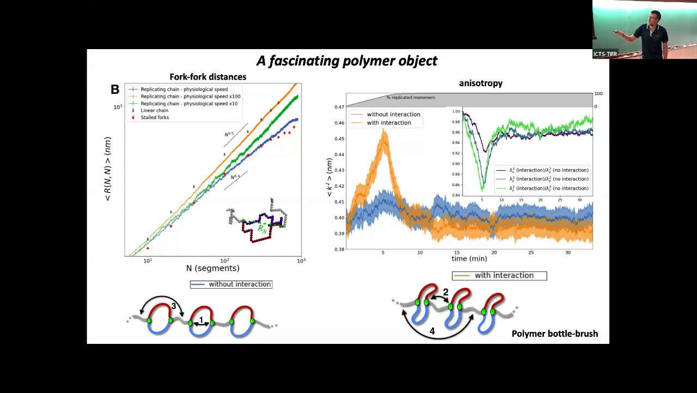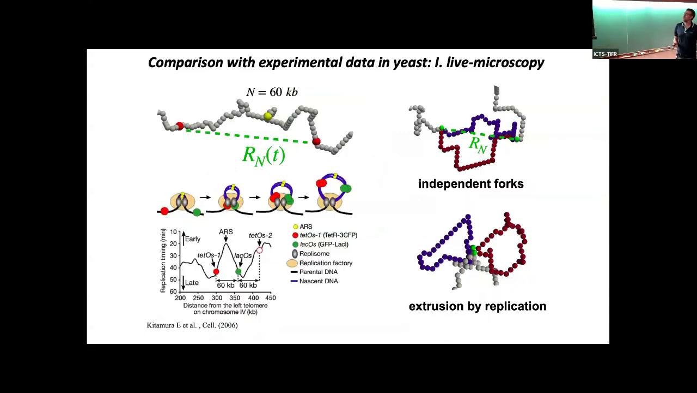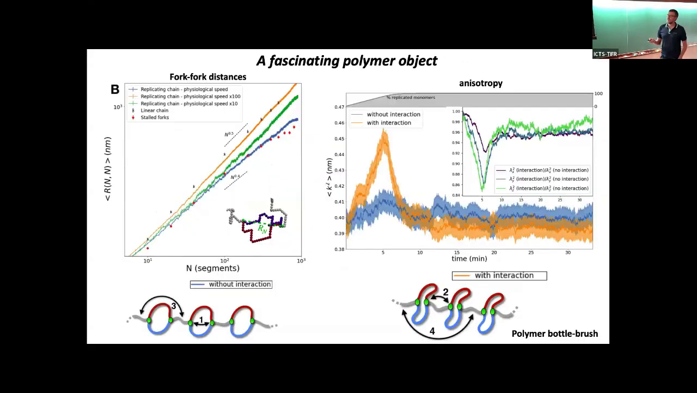Actually, you can make a very easy parallel between this type of process and the loop extrusion process, okay? Because basically the forks will still progress in the opposite direction to replicate the DNA, but they will be stuck together and you will be extruding loops, the nascent loops from the sister chromatin. So it's a kind of loop extrusion mechanism here. And you can make a parallel with the polymer bottle brush, but I will not enter into too much detail here. Okay, so now we have this framework.